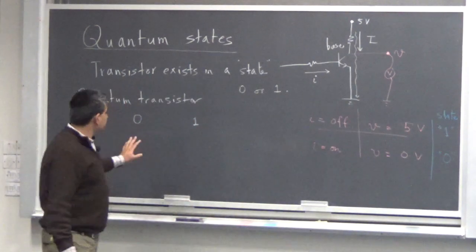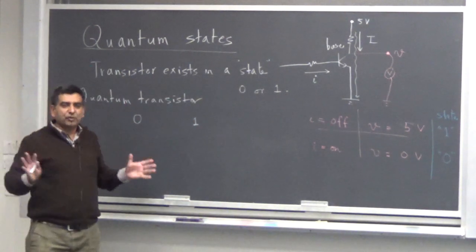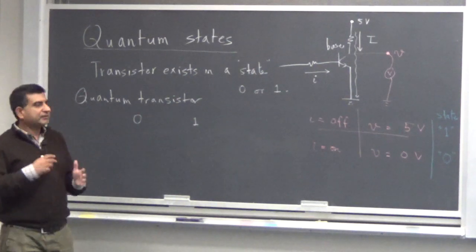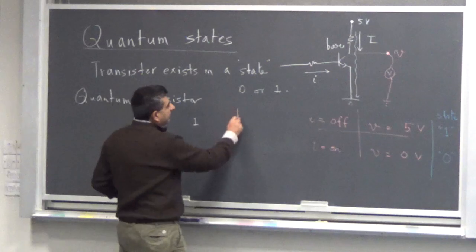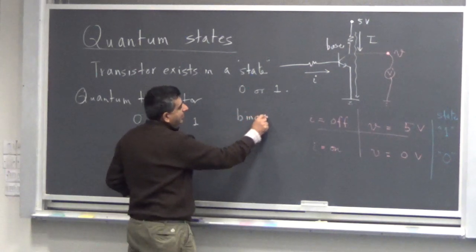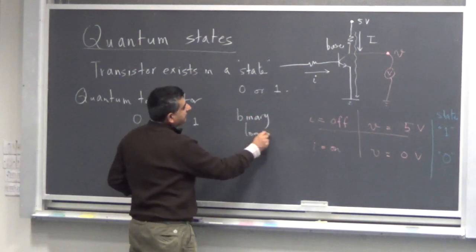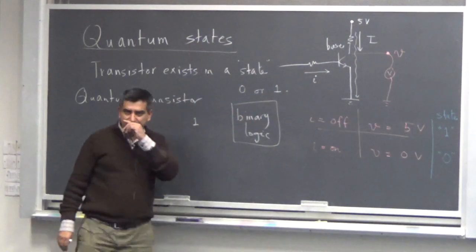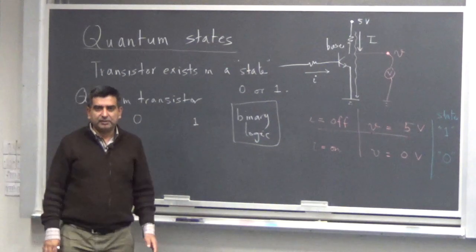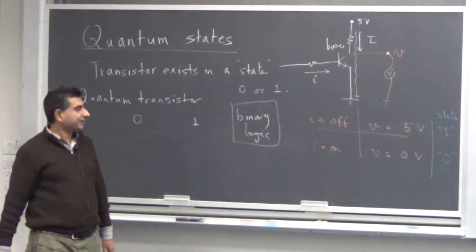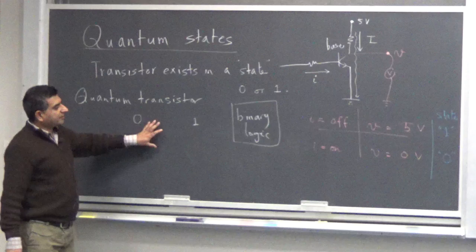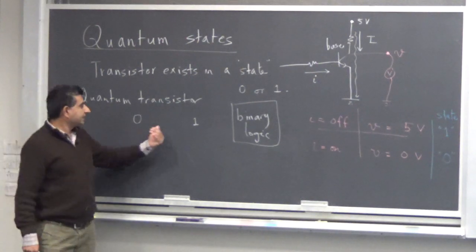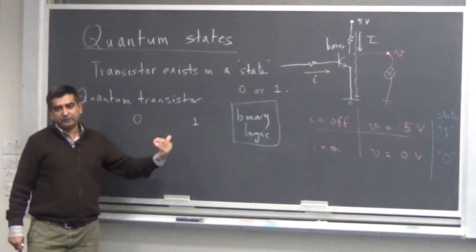Now we move to quantum transistors. Quantum transistors can also exist in two states. And here we're talking about a certain paradigm which is called binary logic. Binary logic means that this transistor has just two possible configurations, 0 and 1. There could be more as well, but let's just focus on two configurations. So a quantum transistor, if it were to obey binary logic, would also exist in either of these states, 0 or 1.